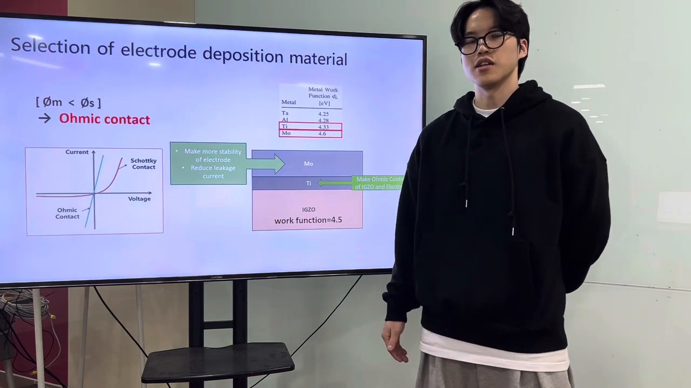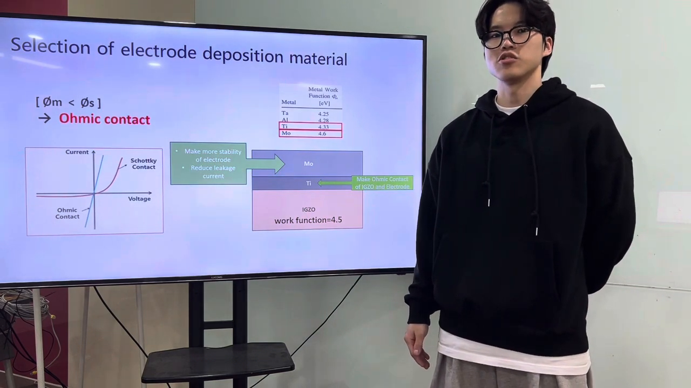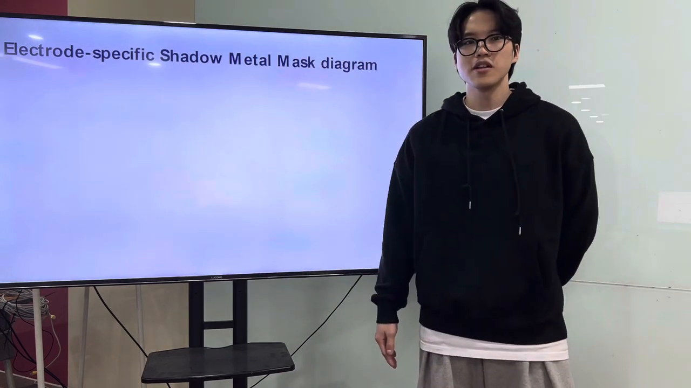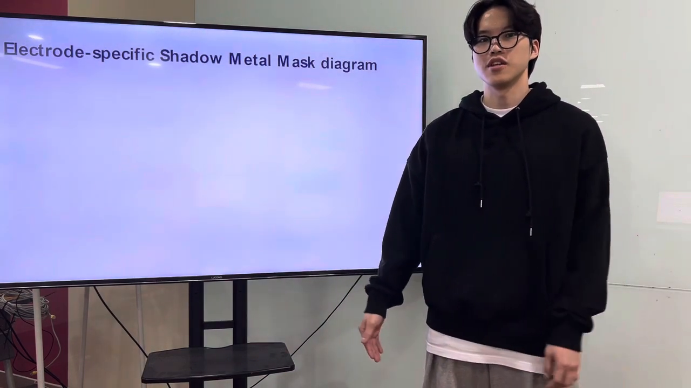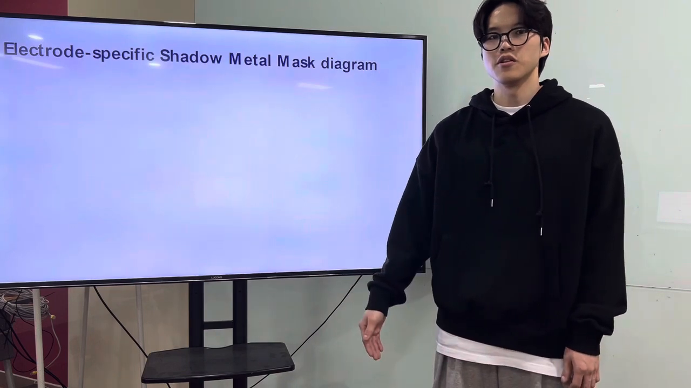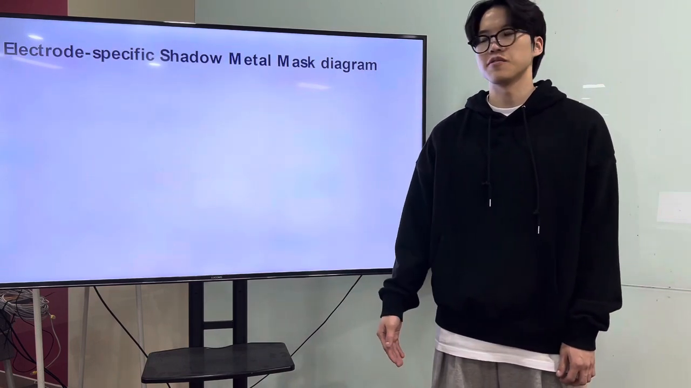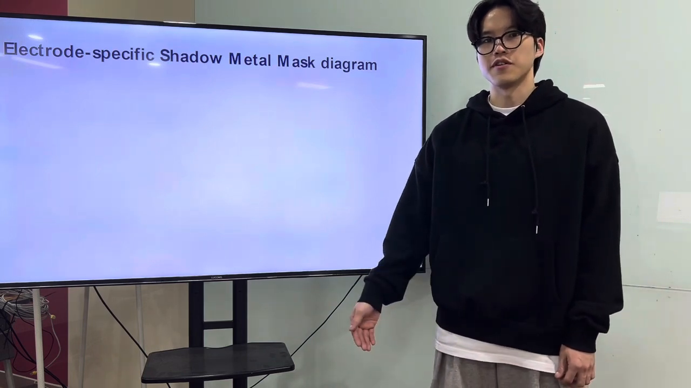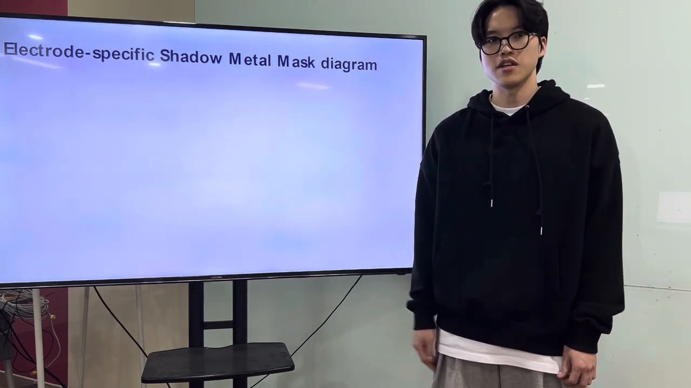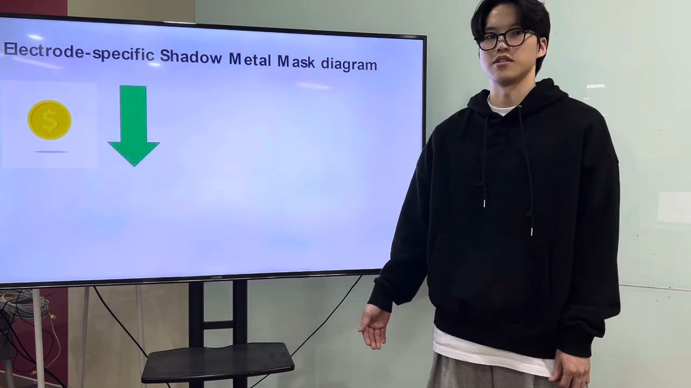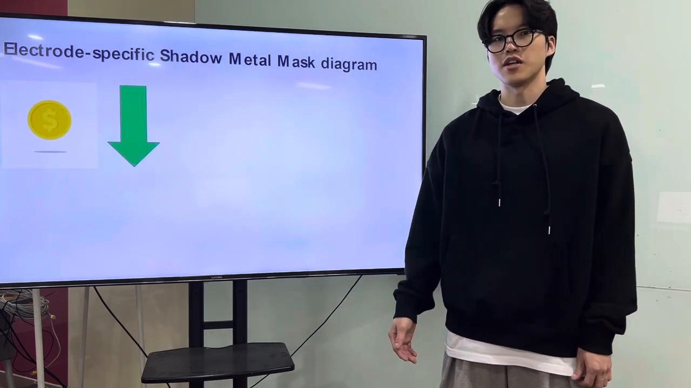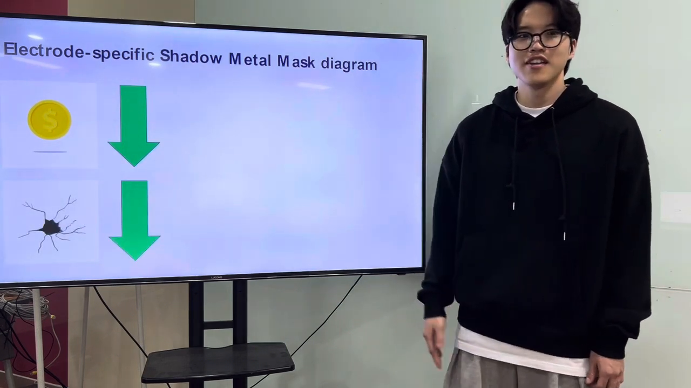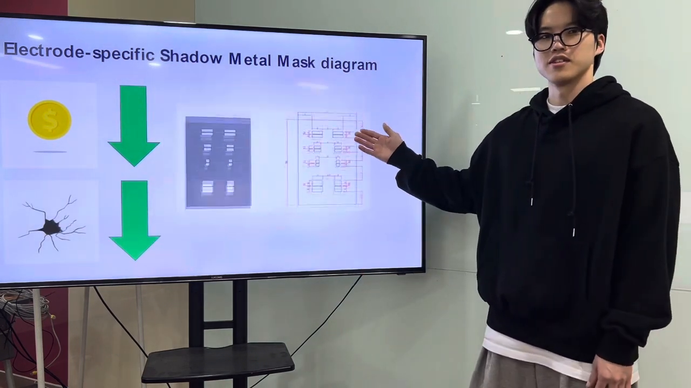Next, we deposited molybdenum over the titanium to enhance conductivity. Typically, electrode deposition needs an etching process, but we use a shadow metal mask for deposition. This decision aims to avoid surface defects and improve efficiency compared to the etching process. Using a shadow metal mask reduces the cost and defects. And this is our shadow metal mask.